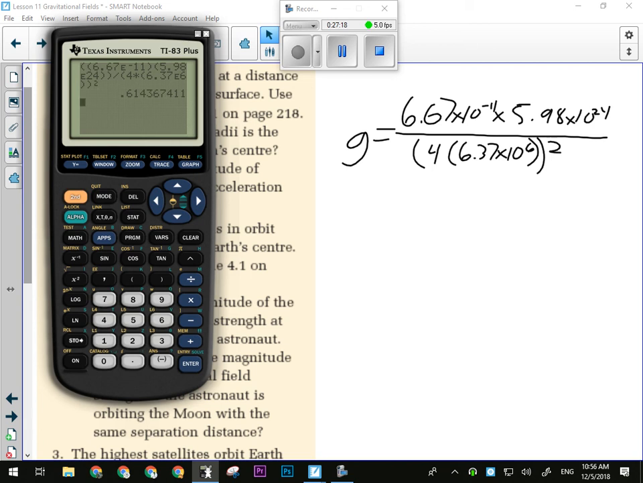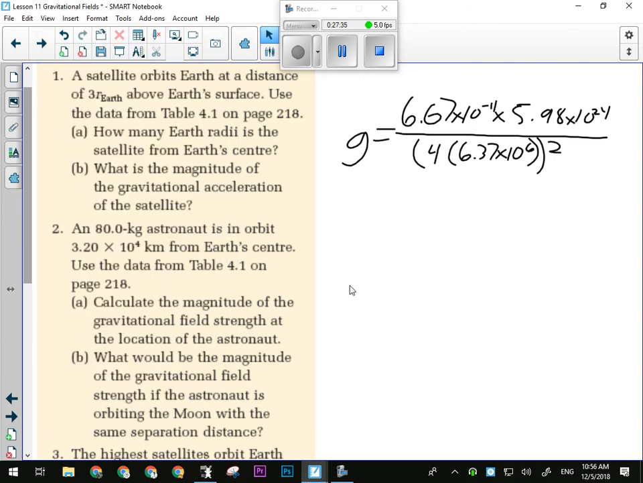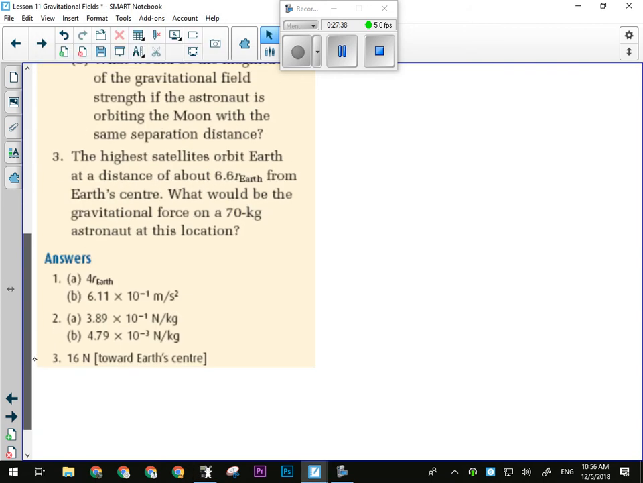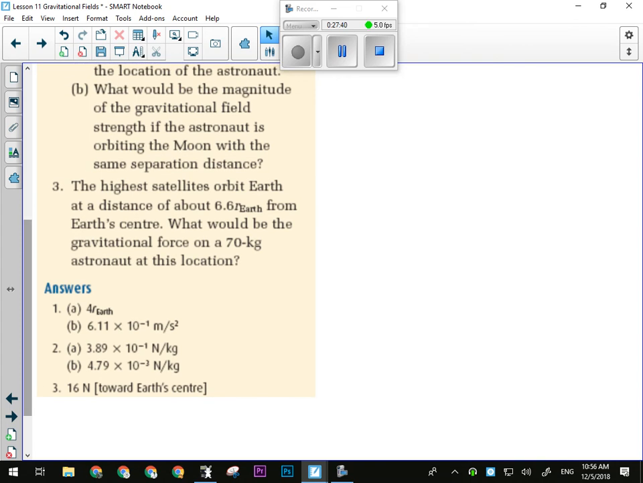we're getting a gravitational acceleration here of 0.614 newtons per kilogram, or meters per second squared, which would seem to make sense. We're 4 Earth radii from the Earth's center. That's quite a long way. And we know that that distance is going to greatly affect the gravitational acceleration. So that's what they got. Well, it's about what they got. They used their numbers, which is why they got a slightly different number than we did.